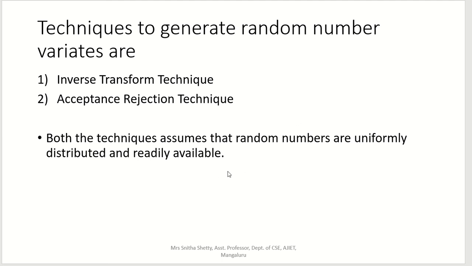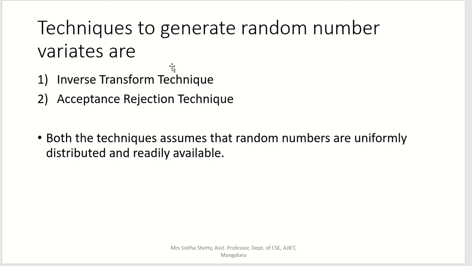Now when the random number is taken as an input, all the random numbers should satisfy the uniformity property. Both techniques assume that the random numbers are uniformly distributed and readily available. That means in order to generate x1, that is, to generate the random variate, the random number must be available. So both techniques assume that random numbers are readily available by satisfying the uniformity property.